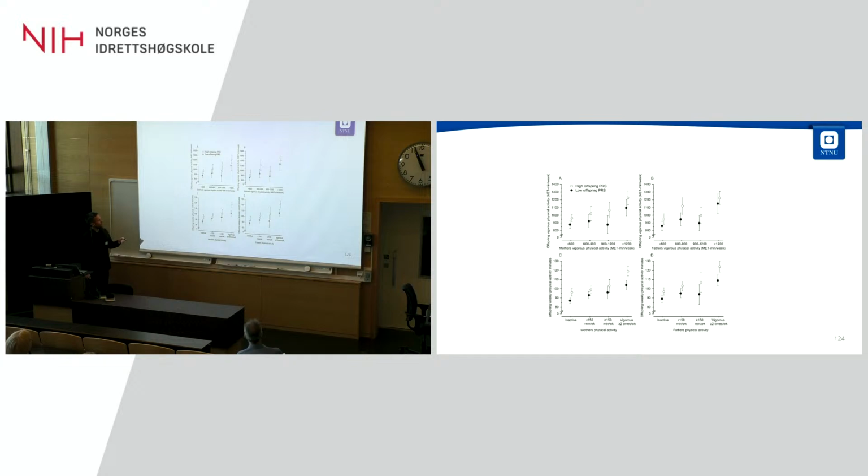Here we can see in both girls and boys that if the mother was physically active and the father, then the offspring was more physically active. And the same if we created this polygenic risk score, if people were liable to be physically active, then we also could see some effect of this. But we didn't find any evidence of an effect modification between these factors. But from this, we could say that a family-based approach to promote physical activity may be effective from a public health perspective.